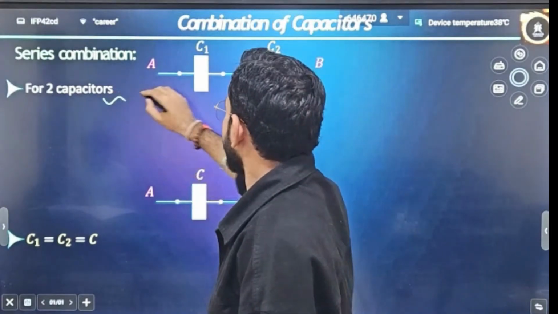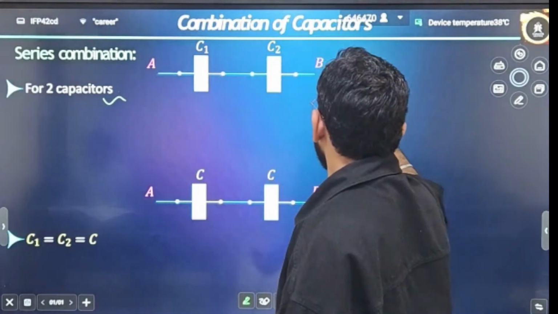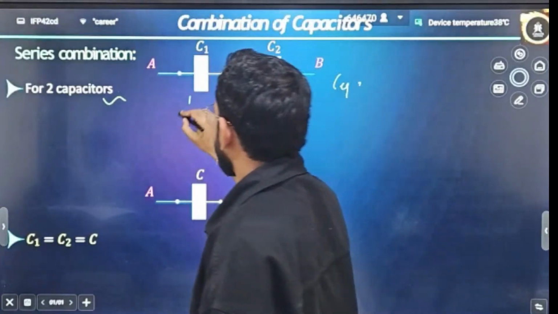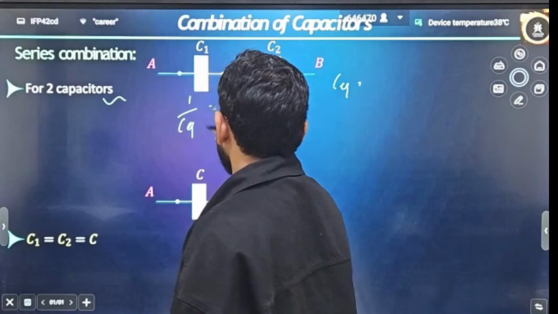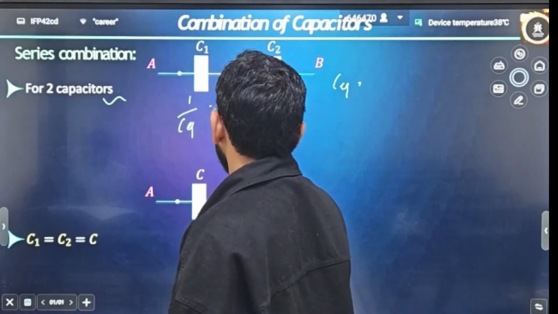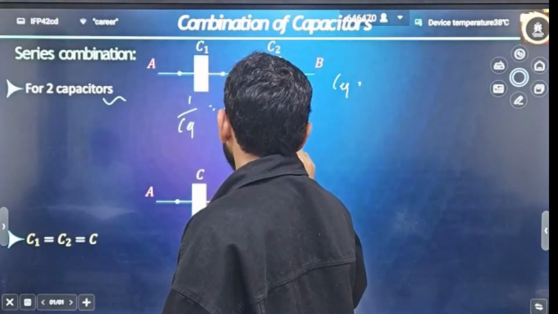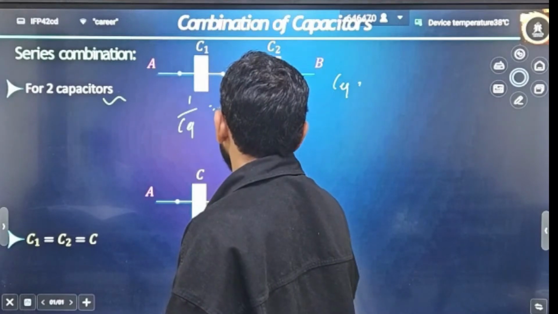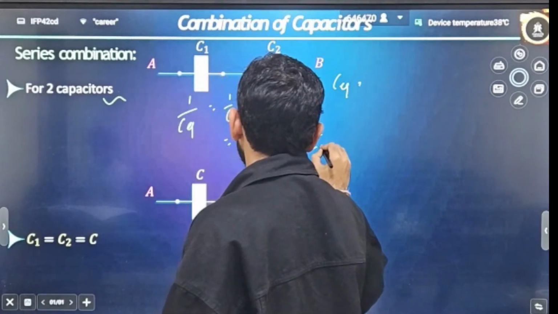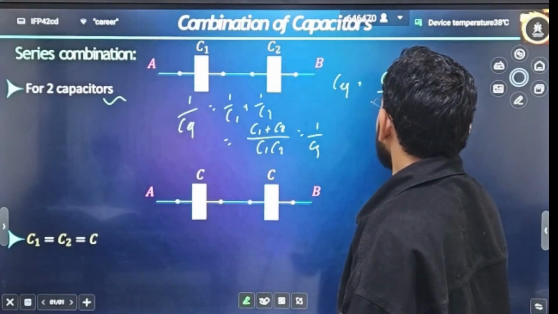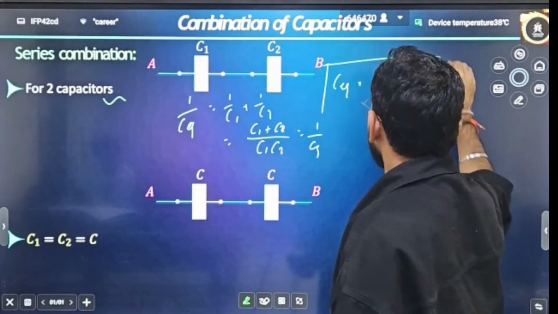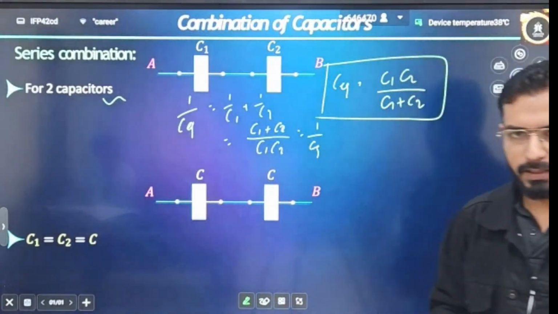For two capacitors connected, C1 and C2, what is the C equivalent? Directly you will write. Actually, if you want to derive the formula, you can write 1 by C1 plus 1 by C2. How do you solve it? Take the LCM. It will be C1 plus C2 divided by C1 C2, and that is equal to 1 by C equivalent. That means finally C equivalent can be directly written as C1 C2 divided by C1 plus C2. Product divided by the summation. That is the direct result you can say.